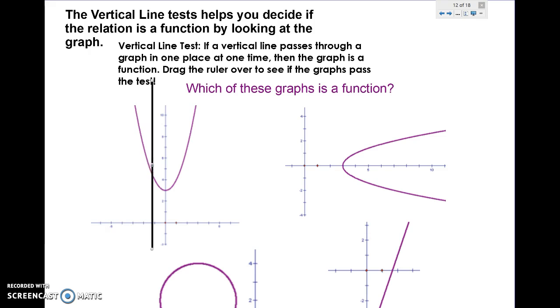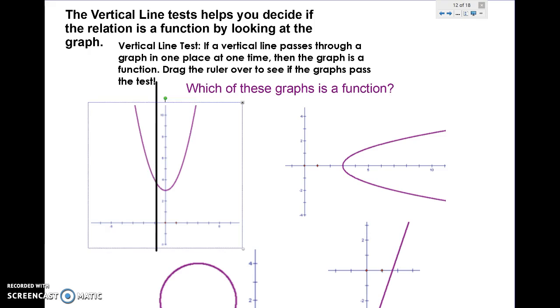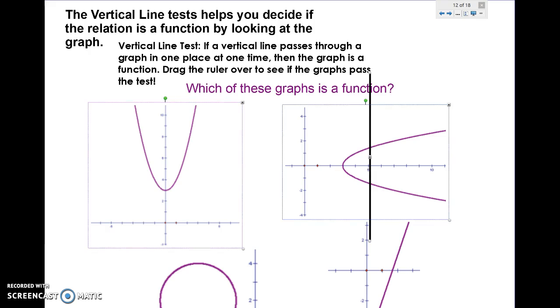If you notice here, the purple line is only touching my black vertical line one time throughout the whole graph. Whereas here, it touches the black line 2 times, here and here. Every time that I put my vertical line through the graph, it's touching in 2 different spots, which makes this not a function.